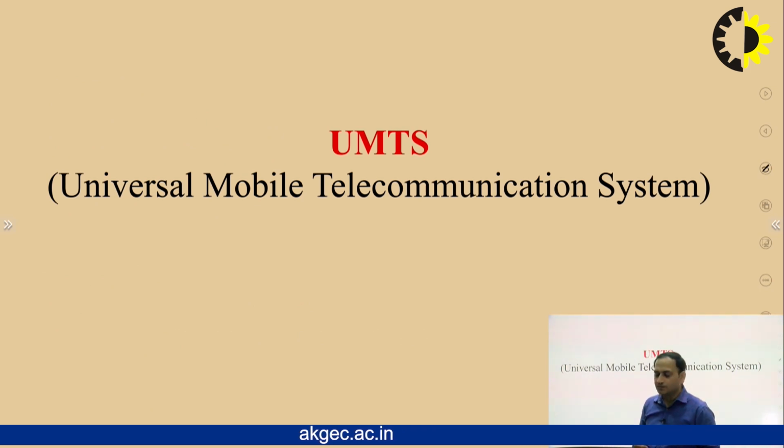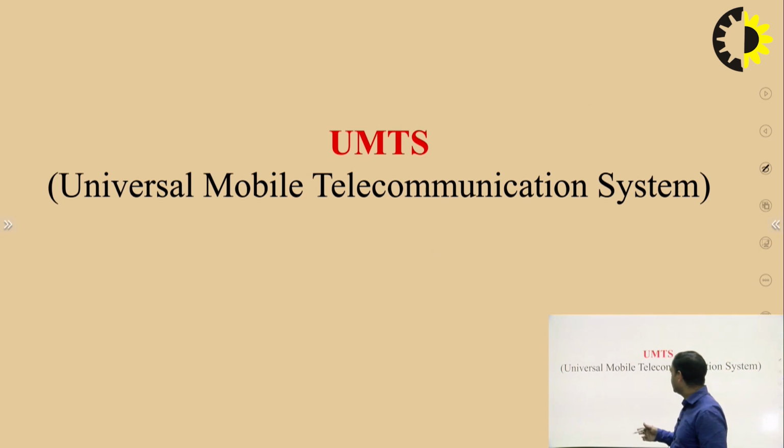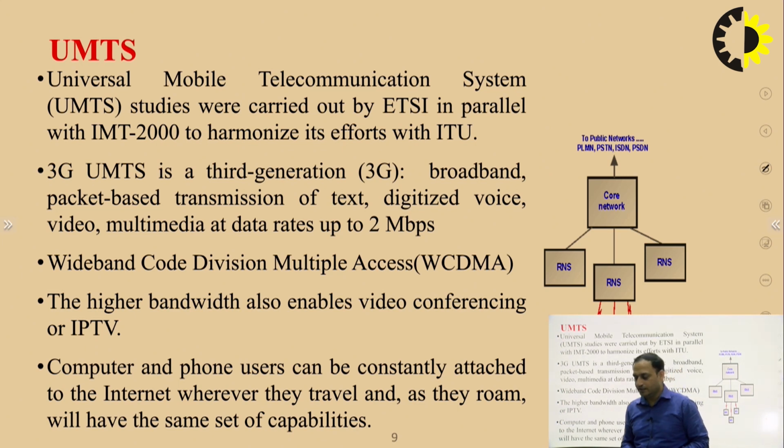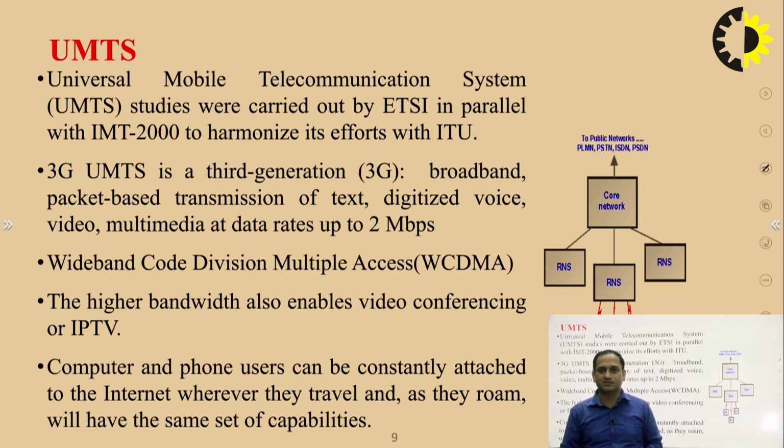Okay, so now come to the next point, the advancement of the EDGE network, that is UMTS. UMTS is nothing but the Universal Mobile Telecommunication System. So we come to this UMTS section, which is one step ahead of the EDGE network. Now we have come to the 3G network, which is again an advancement of the 2.75G, or the EDGE network.